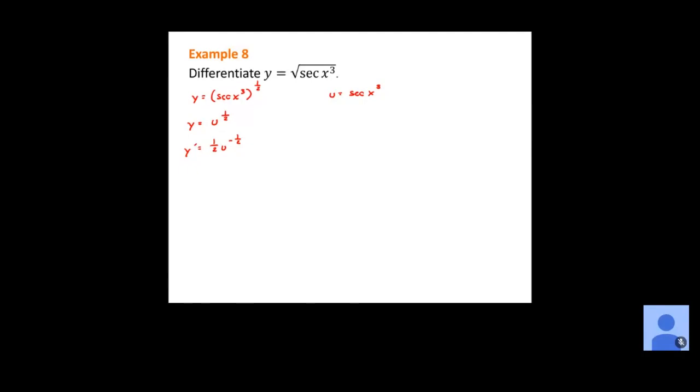And because it's a chain rule, what else do we have to remember? Times the u prime. Okay. So now we need to find u prime. How are we going to find u prime?